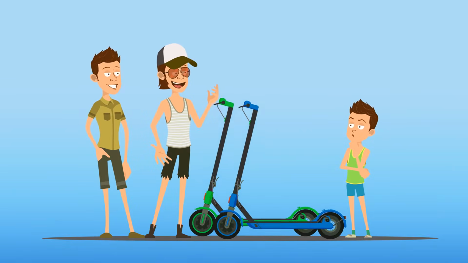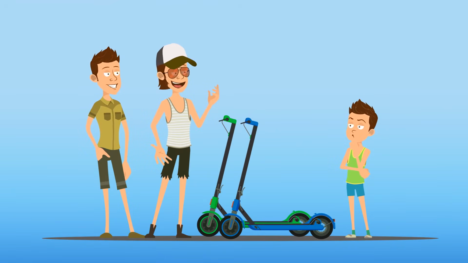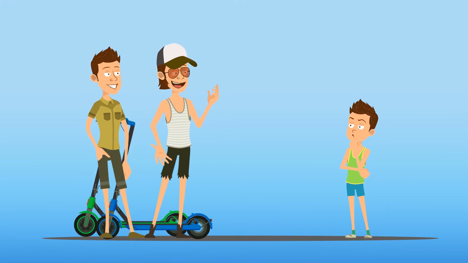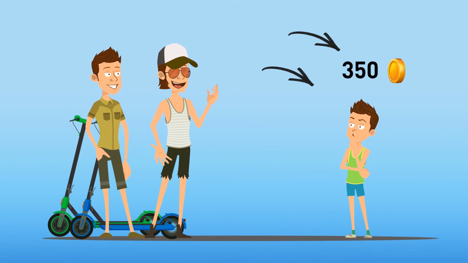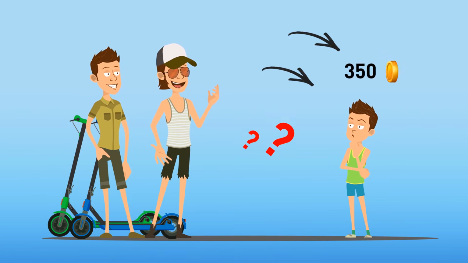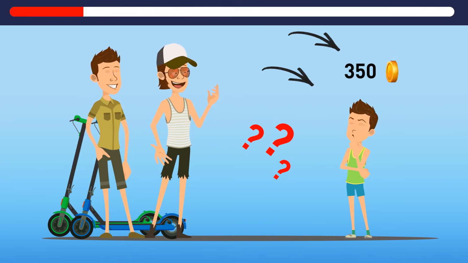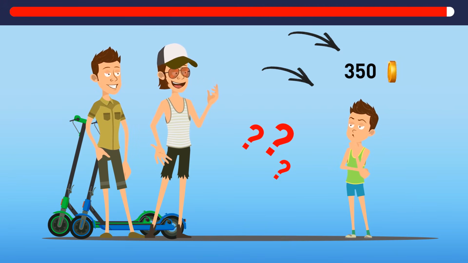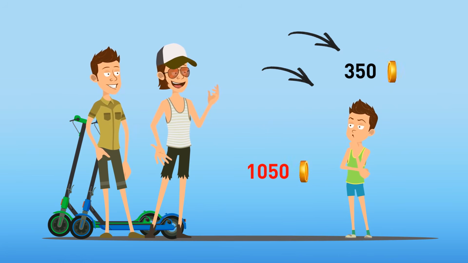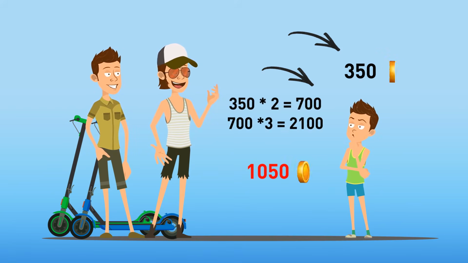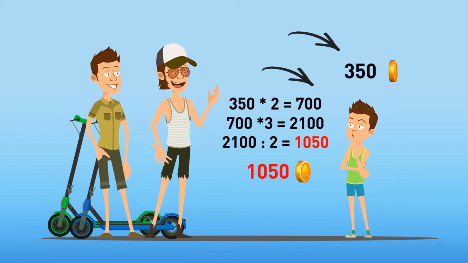3 brothers won 2 scooters that had the same price in a lottery. To divide their winnings equally, the oldest and the middle brother each took a scooter. And then each of them gave 350 coins to the youngest brother. How many coins is 1 scooter worth? It cost 1,050 coins. You see, the younger brother got this sum of money. This is a third of the cost of the 2 scooters. It means that 2 scooters are worth 2,100 coins. This way, 1 scooter costs 1,050 coins.